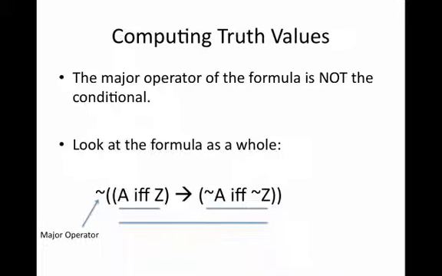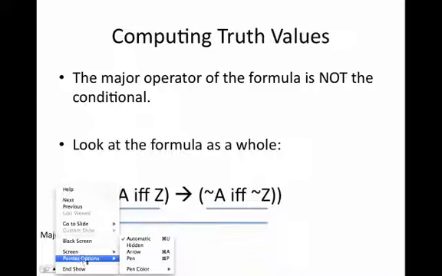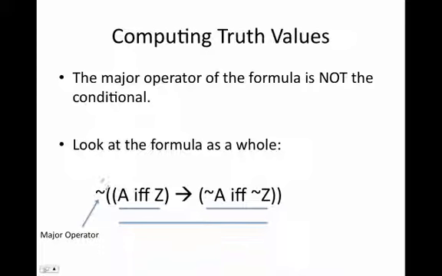Remember, the major operator of the formula is not the conditional. Again, look at the formula as a whole. That's the major operator, that negation sign. So that is what we need to figure out the truth value of. Once you figure that out, then you'll know the truth value of the formula as a whole. But it was not the conditional.